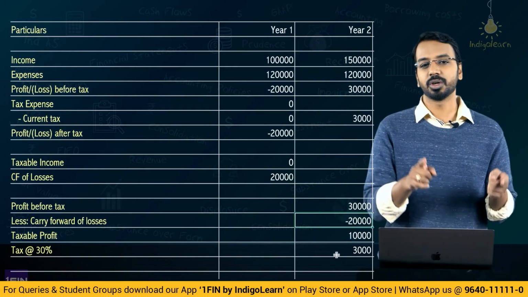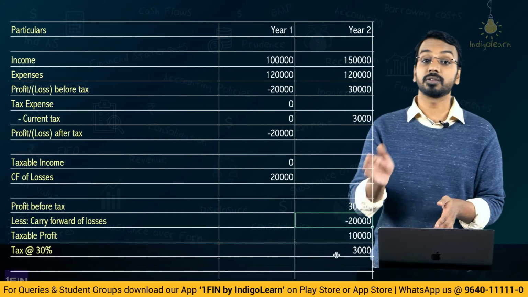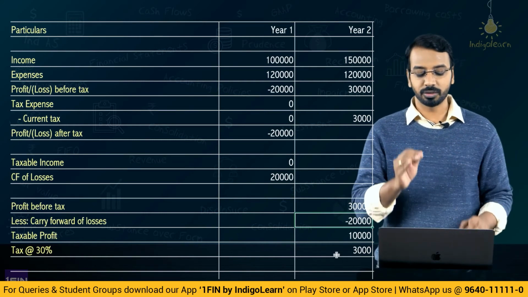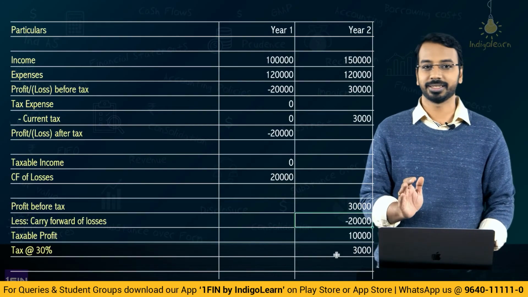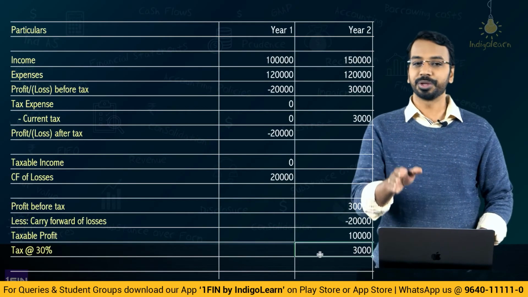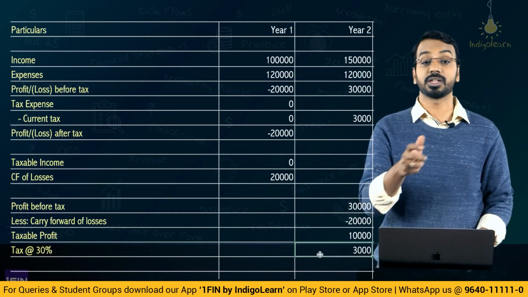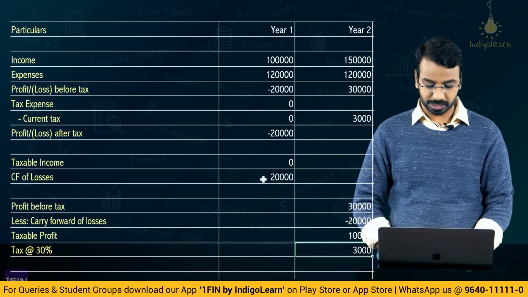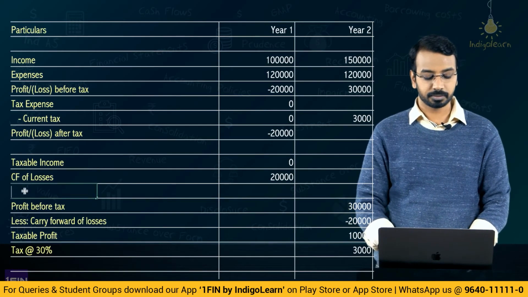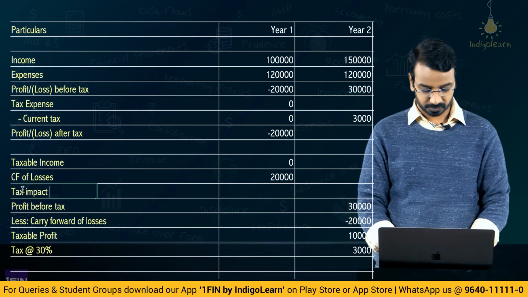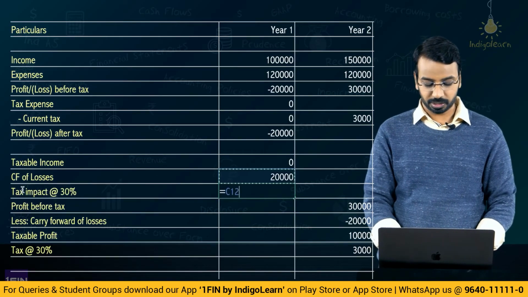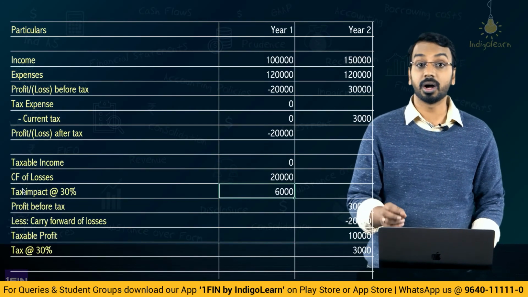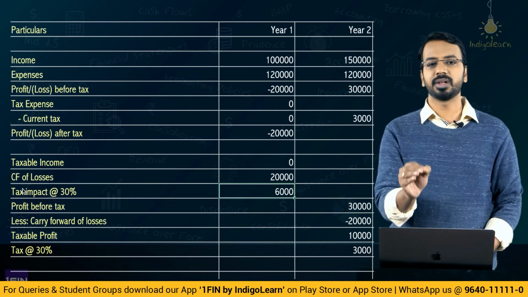So, what the standard says is, because you are paying less tax in year 2 because of losses in year 1, you have to create a deferred tax asset for year 1, right? So, in year 1, you have a deferred tax asset. So, the tax is lower in year 2 because of brought forward losses, because you have set off of losses, right? Now, what is the impact of the losses? See, you have loss of 20,000, carry forward of loss of 20,000. Tax impact at 30% is how much? 20,000 multiplied by 30%, you get 6,000. So, this 6,000 is nothing but a deferred tax asset which you are getting as a benefit in year 2.